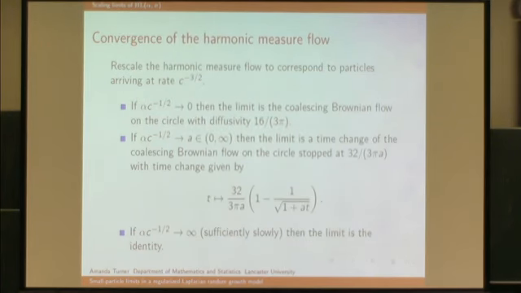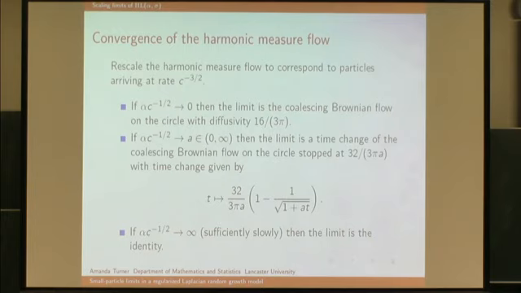What about the harmonic measure flow? Again, we can get similar convergence results to the harmonic measure flow, but in this case, we have a number of different situations that can arise. Once again, we need to rescale the harmonic measure flow to d to the minus 3, or capacity to the minus 3 over 2. And one of three things can happen.